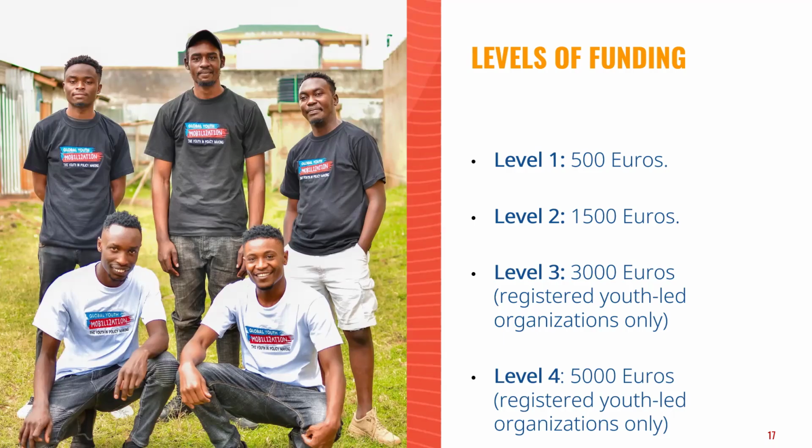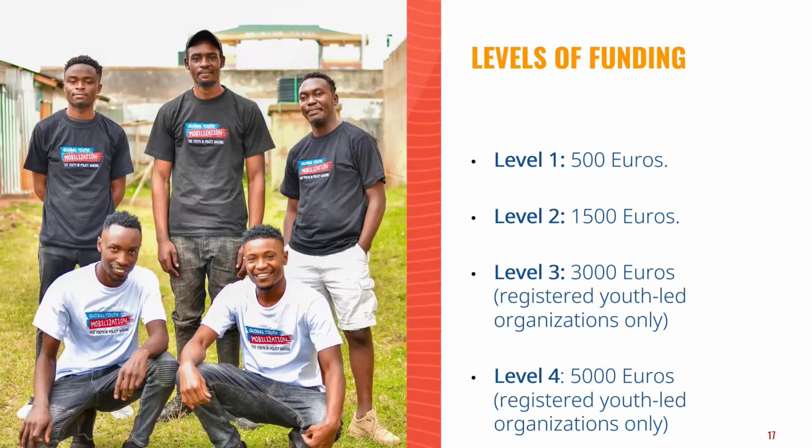And level 2 funding is funding of 1,500 euros. And as well, this is for all team types. This level funding is ideal for projects with a broader reach. Now, for level 3 and level 4 funding, this is only for registered youth-led organizations. For level 3 funding, it is 3,000 euros in funding. And level 3 funding is ideal for small-scale projects with measurable community impact.